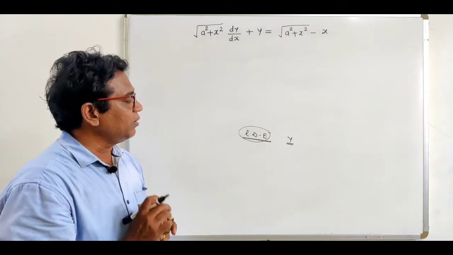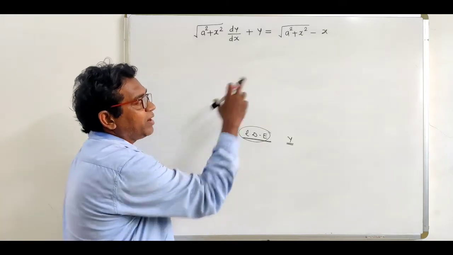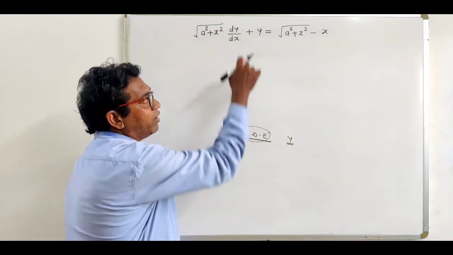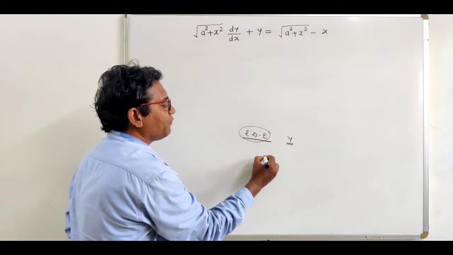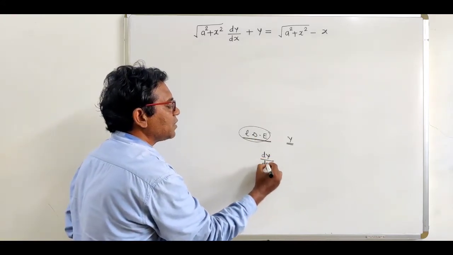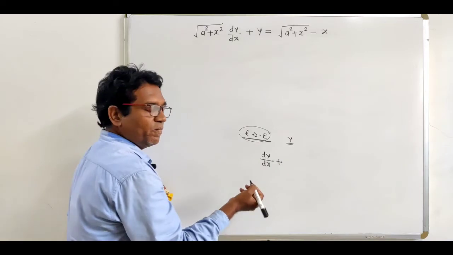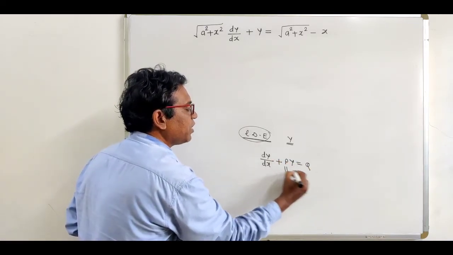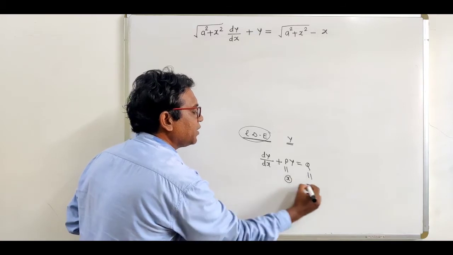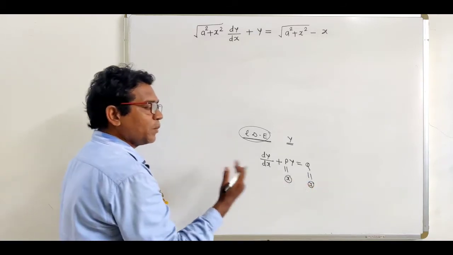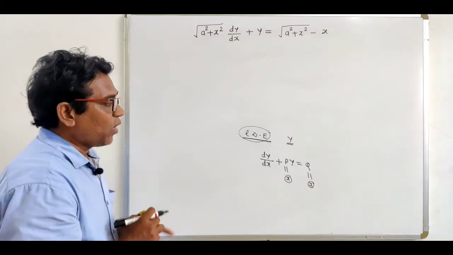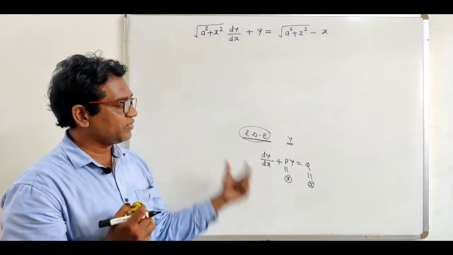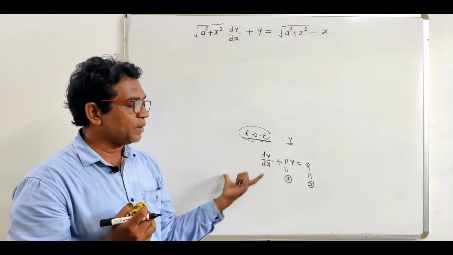Now what is the next step? If this is a linear differential equation, then anyhow we have to convert this differential equation into the proper form, which is dy by dx plus Py equal to Q, where P and Q should be functions of x only. So what is our next step? First of all, convert this differential equation into this proper form.